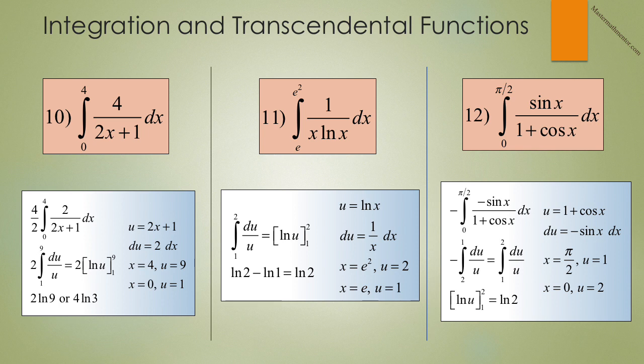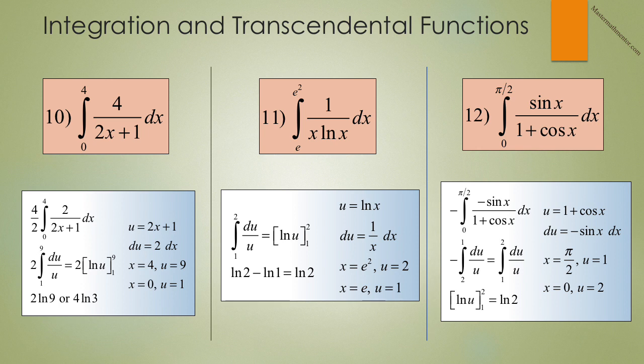We let u equal 1 plus cosine x, and du is equal to negative sine x dx. We can put a negative to the inside and a negative to the outside of the integral, and we get negative integral from 0 to pi over 2 of negative sine x over 1 plus cosine of x dx. Changing the limits, if x is equal to 0, u is equal to 2, and if x is equal to pi over 2, u is equal to 1.